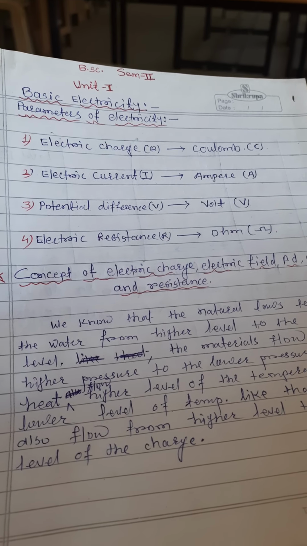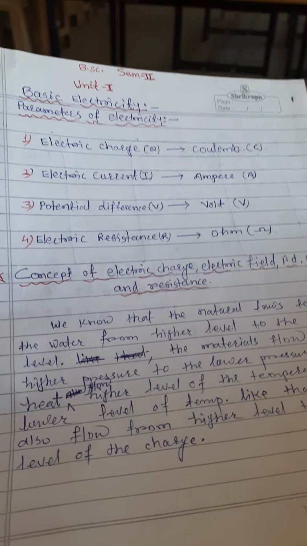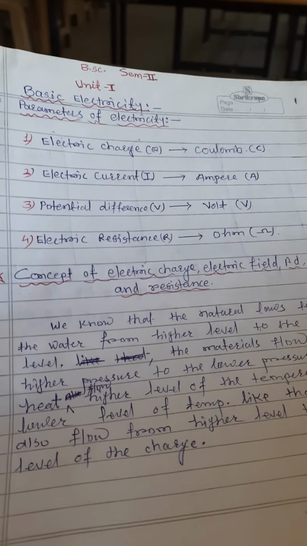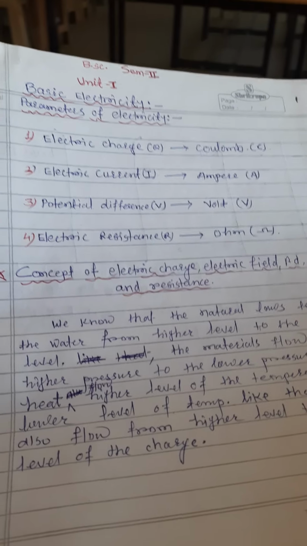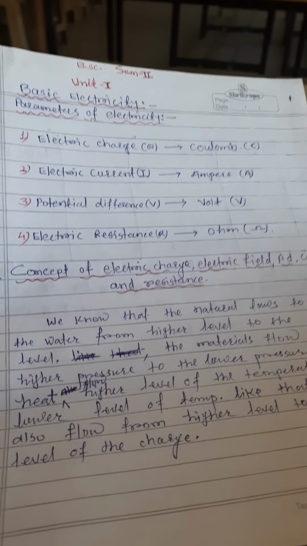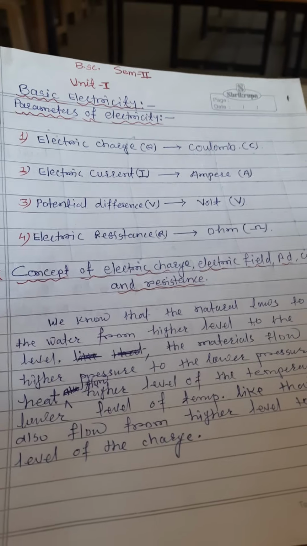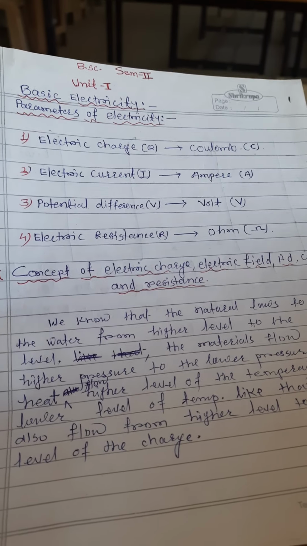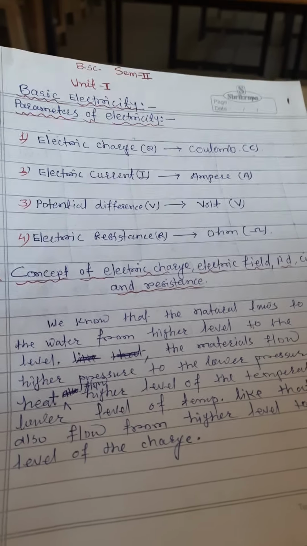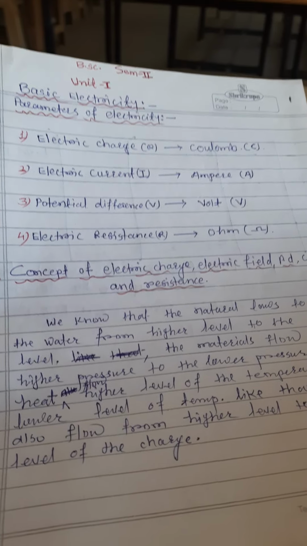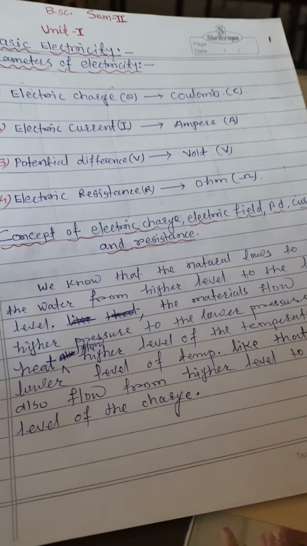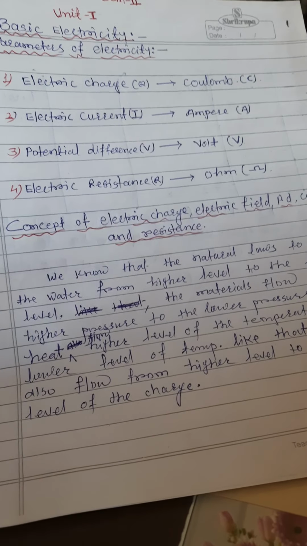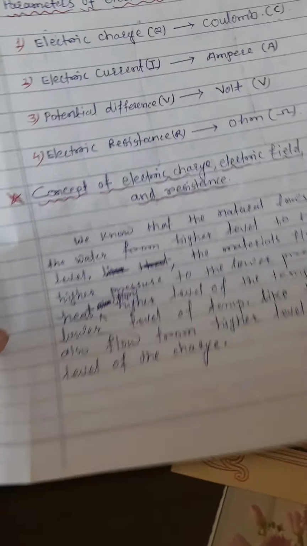Electric charge is denoted by Q and its unit is the coulomb. Then electric current I, its unit is the ampere. Then potential difference, or volt, means voltage. You can say it is potential difference or voltage, so its unit is the volt. And electric resistance, its unit is the ohm. So these are the four parameters of electricity.